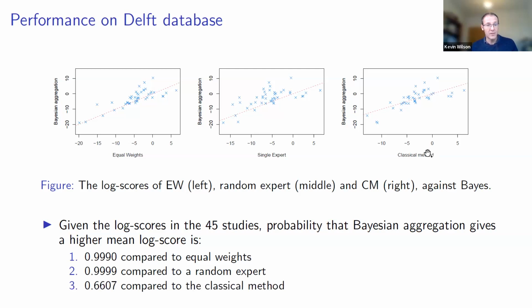And it's a little bit less conclusive with the classical method, but based on the log score, it's 66.1% compared to the classical method. So this is a sort of Bayesian version of a p-value from a paired samples t-test using these log scores. That's essentially a way of thinking about those numbers there.